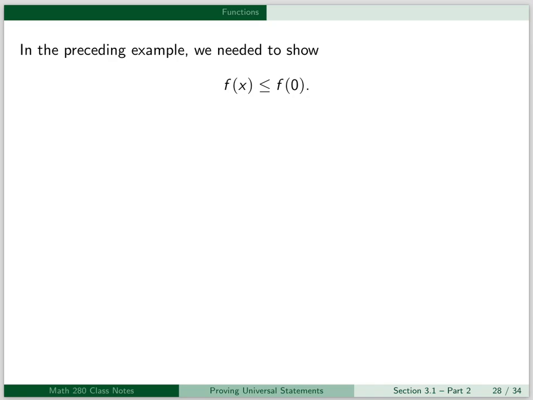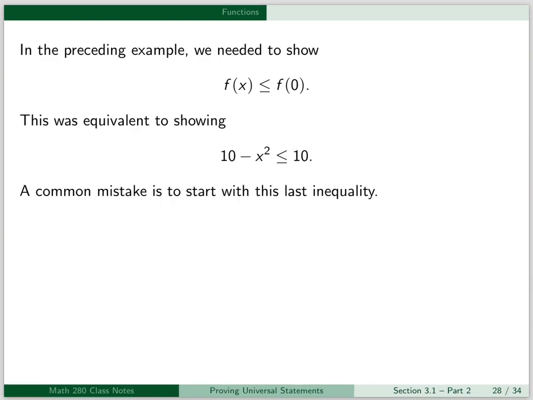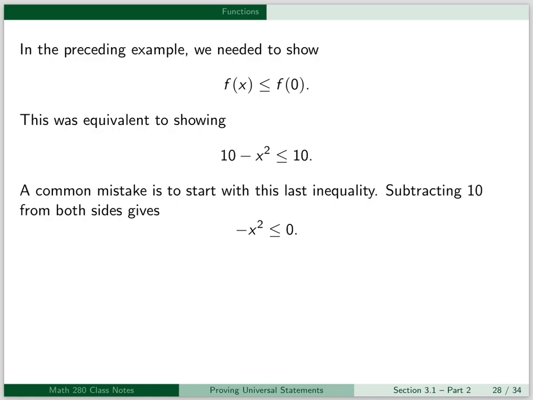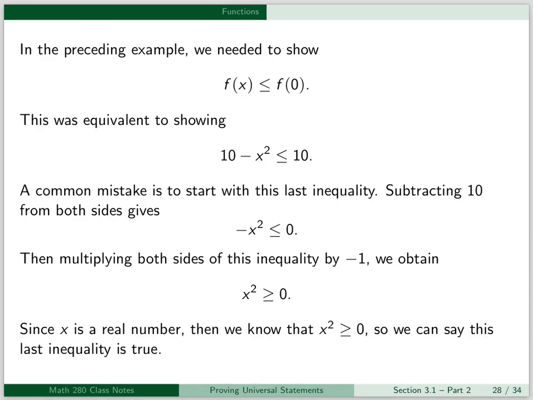Now in this preceding example, we needed to show f of x is less than or equal to f of 0. And this was equivalent to showing 10 minus x squared is less than or equal to 10. A common mistake is to start with this last inequality. Subtracting 10 from both sides gives minus x squared is less than or equal to 0. Then multiplying both sides of this inequality by minus 1, we obtain x squared greater than or equal to 0. And since x is a real number, then we know that x squared is greater than or equal to 0, so we can say this last inequality is true.